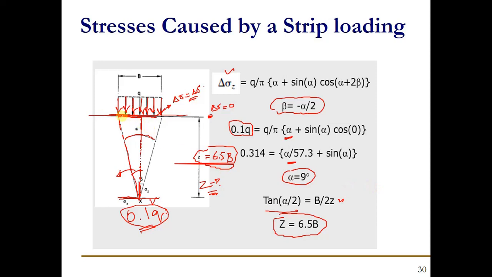b by 2 into z, which is the perpendicular by base for the tangent, and perpendicular is b by 2, divided by z, z is the depth. Now if you want to find out the Z, if you simply use the calculator, you can find out that the depth Z is equal to 6.5b. At 6.5b we are going to experience 0.1 Q, or the 10% stress reduction.